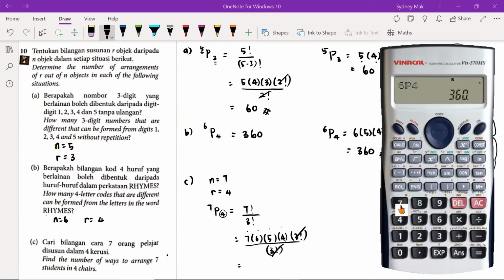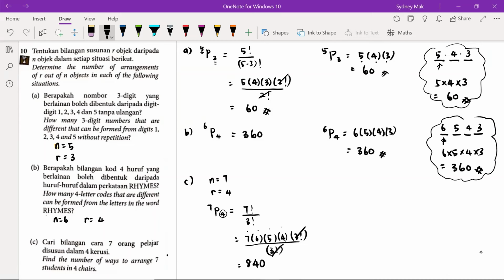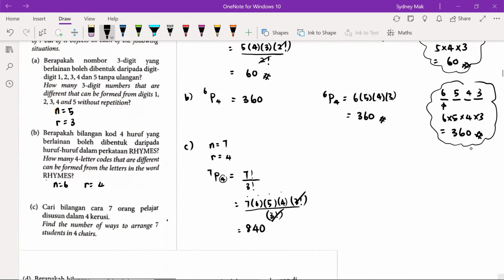After we calculate, let's use the calculator: 7P4 gives 840 ways. Using the slot method, it is also the same thing. We have 4 empty chairs, 1, 2, 3, 4. For the first empty chair, there are 7 students for us to choose from, so 7 choices, followed by 6 choices, followed by 5 choices, followed by 4 choices. It is the same as the previous result.